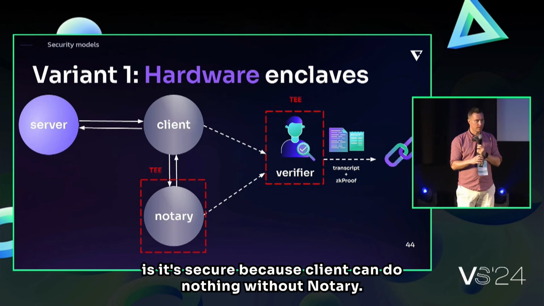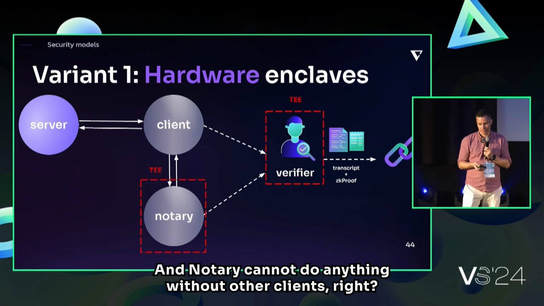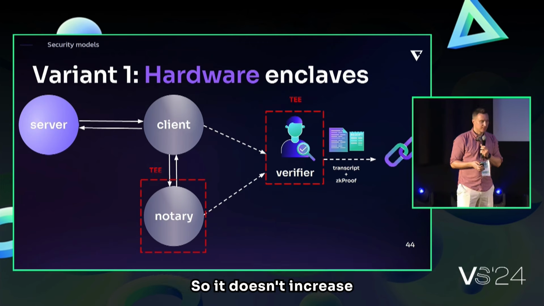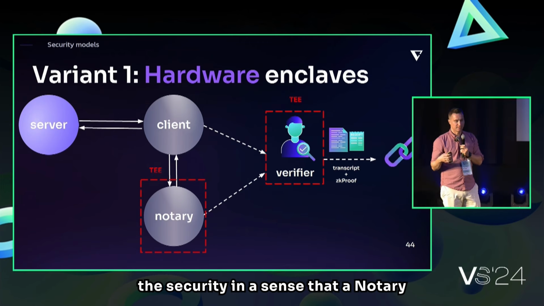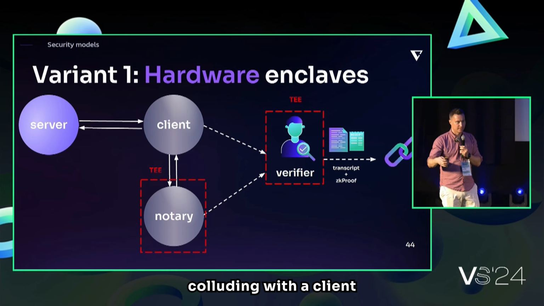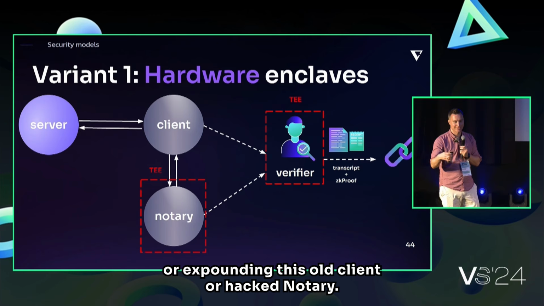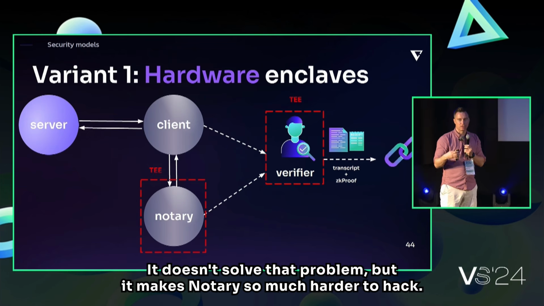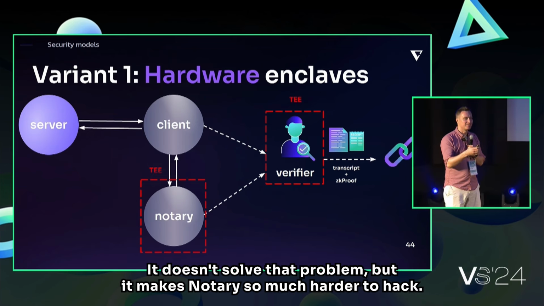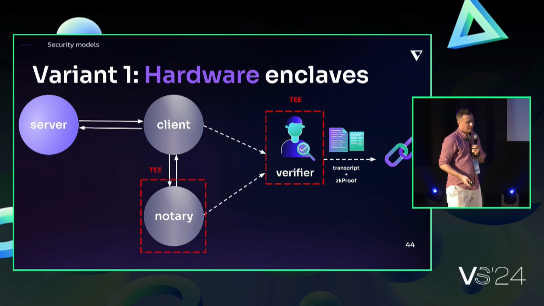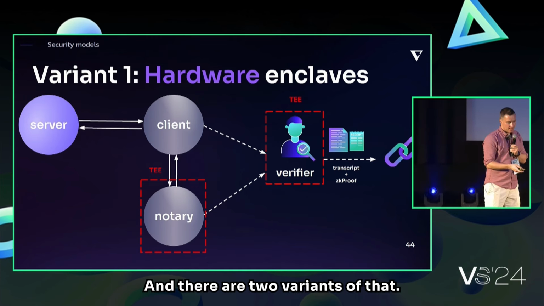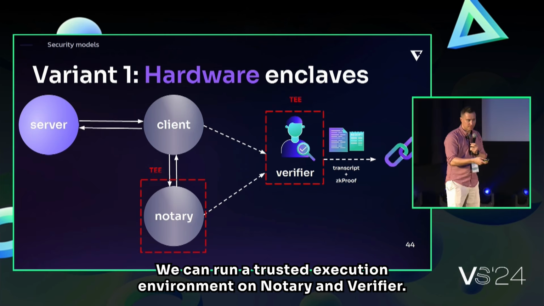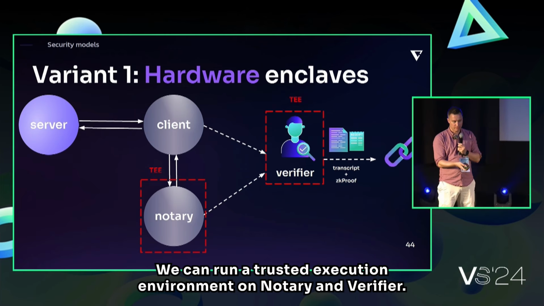So the first and most important assumption on TLS notary or web proofs in general is it's secure because client can do nothing without notary, and notary cannot do anything without the client, right? So it doesn't increase the security in a sense that a notary colluding with a client or spawning its own client or hacked notary can spawn their own clients or collude with clients. It doesn't solve that problem, but it makes notary so much harder to hack. So that's an important thing, and there are two variants of that. We can run trusted execution environment on notary and verifier.